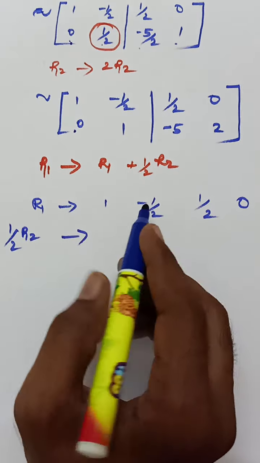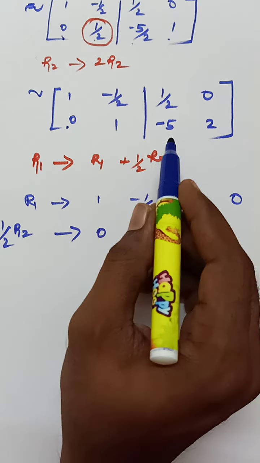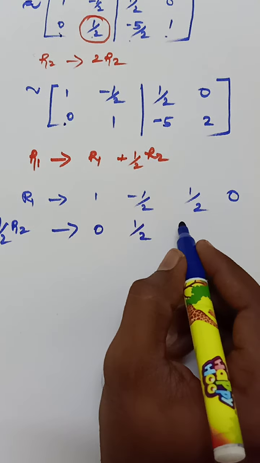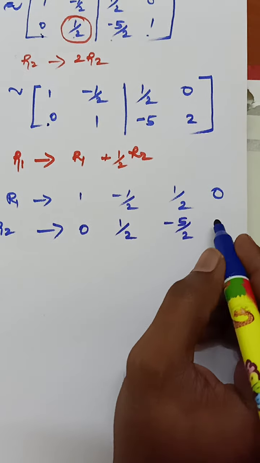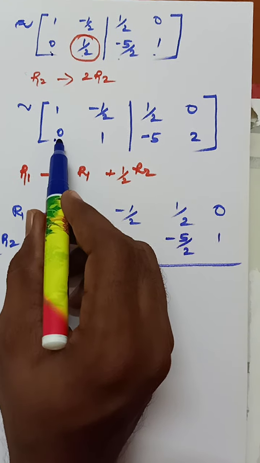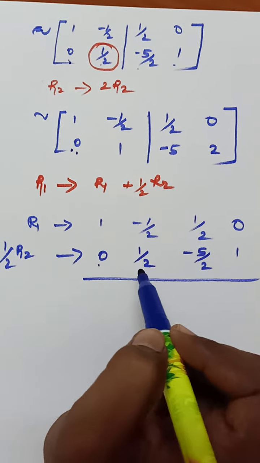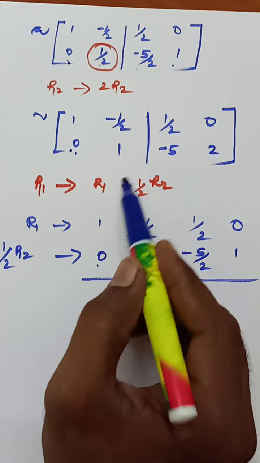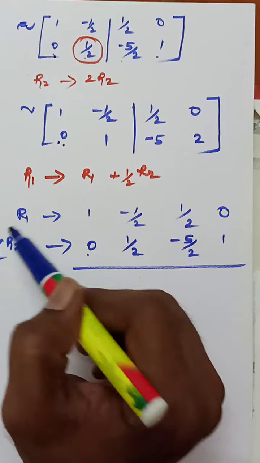This 0 into 1 by 2 is 0. 1 into 1 by 2 is 1 by 2. Minus 5 into 1 by 2 is minus 5 by 2. And again 2 into 1 by 2 you will get 1. Once again I am repeating: 1 by 2 into 0, 0. 1 into 1 by 2 is 1 by 2. Minus 5 into 1 by 2, minus 5 by 2. 2 into 1 by 2 is 1.